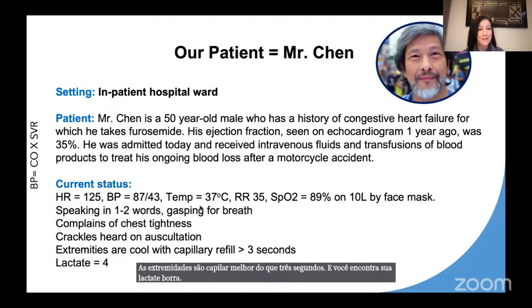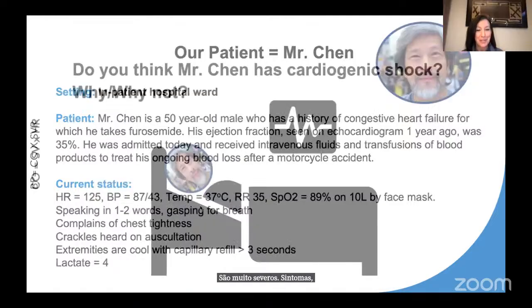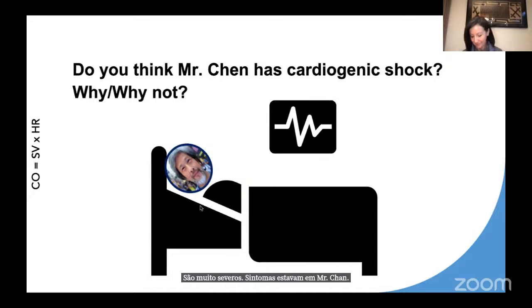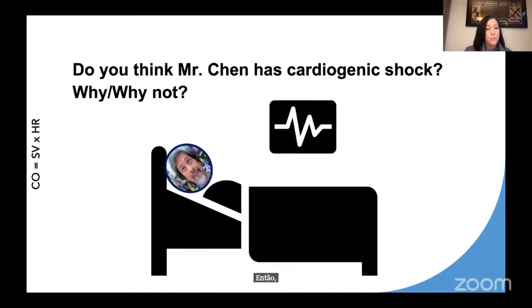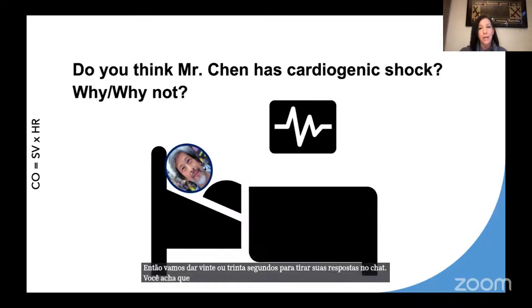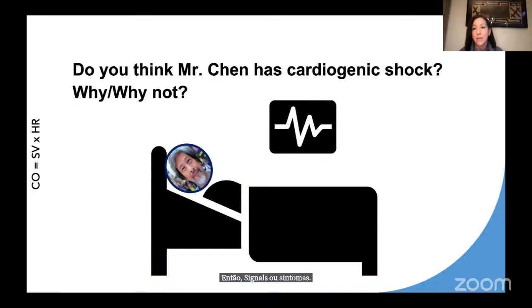Those are some pretty severe symptoms we're seeing in Mr. Chen. Yes, it is. So do you think that Mr. Chen has cardiogenic shock? Why or why not? We'll give you maybe 20 or 30 seconds to type your answers in the chat box. Do you think Mr. Chen is in cardiogenic shock? And what signs or symptoms make you think he is or is not?